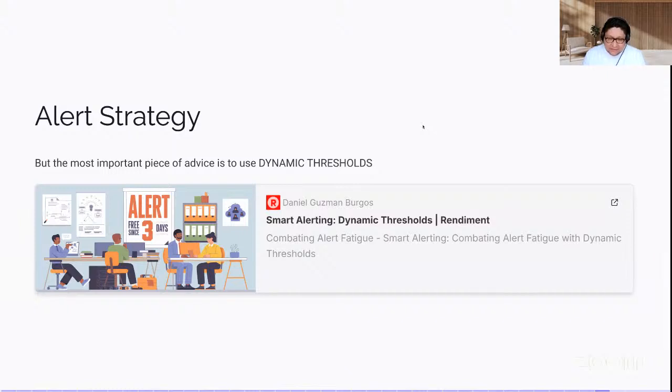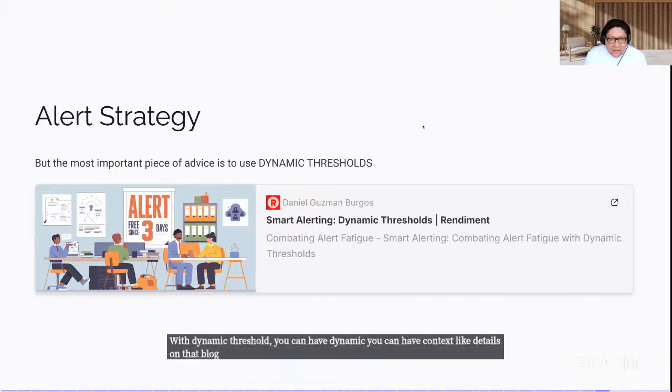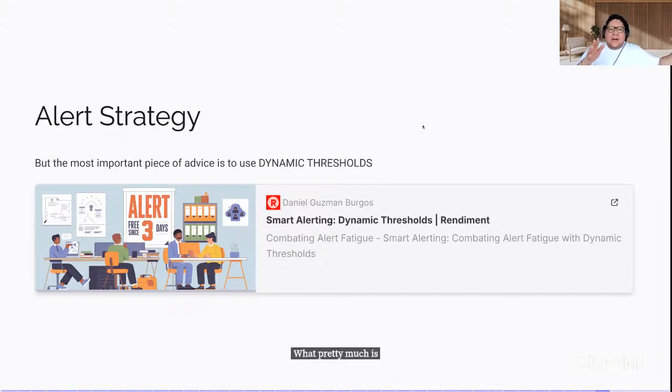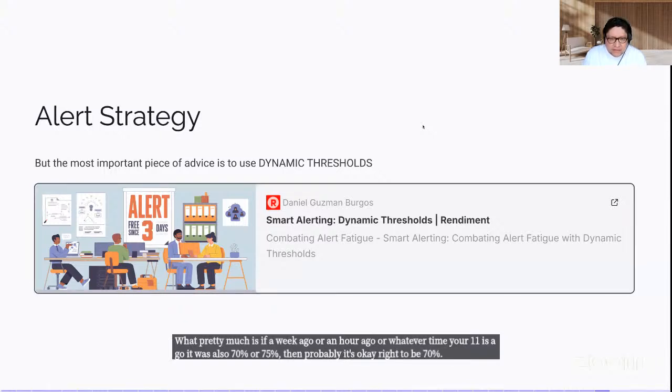context, like details on that blog post. I want to leave some time for Q&A, but pretty much, if a week ago or an hour ago, or whatever time is relevant, it was also 70% or 75%, then probably it's okay to be 70%. So that's dynamic thresholds.